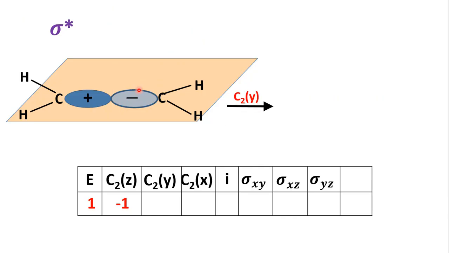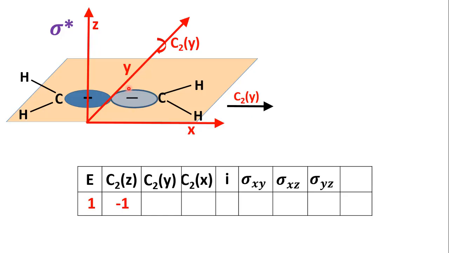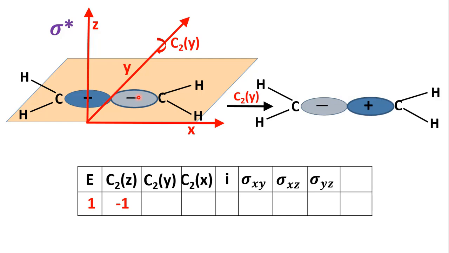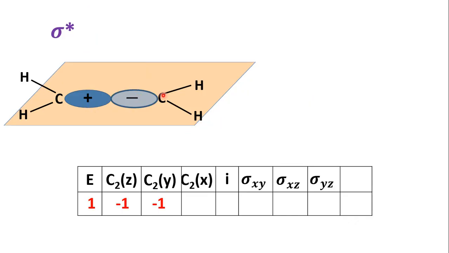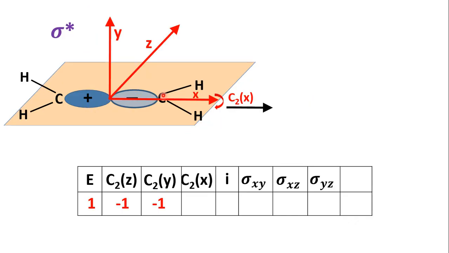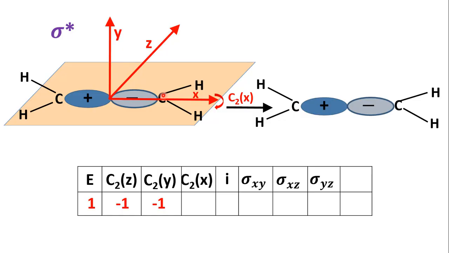When you come to C2Y, there is 180 degree rotation about the y-axis. The C2Y is a rotation about the y-axis, which is present in the molecular plane, cutting in between the two lobes. When you do the 180 degree rotation, the negative lobe comes here, the positive lobe comes here, the lobes are interchanged and the signs are changed, and so we get -1. Next we come to C2X, which is along the x-axis. Both the lobes are present in the same axis, and so for 180 degree rotation there is no change in the sign, and we get +1.